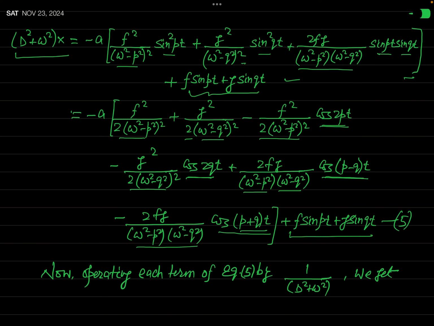Now we will operate the operator 1 over D square plus omega square on each term of this equation 5. It means we are going to operate the operator 1 over D square plus omega square on the terms in LHS and RHS both, so the expression will remain the same. But you can see when you operate 1 over D square plus omega square on the term in LHS, then in LHS only x will remain. Okay.